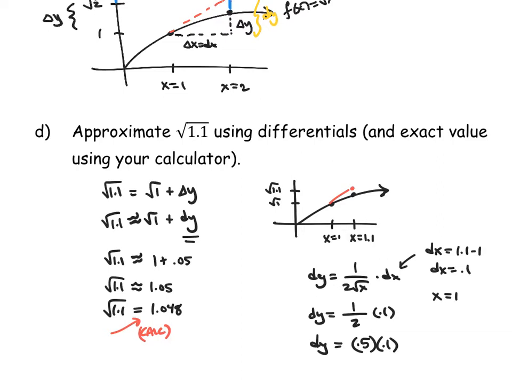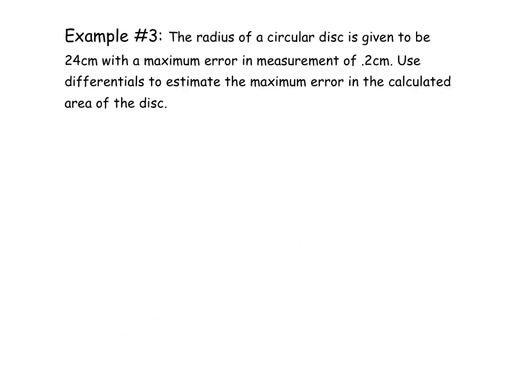But notice that this is an underestimate. My estimate here using differentials is an underestimate. Excuse me, an overestimate. And the reason it's an overestimate is because the function is concave down. So the slope will project above the function if the function is concave down. All right, let's look at some more here and move on.